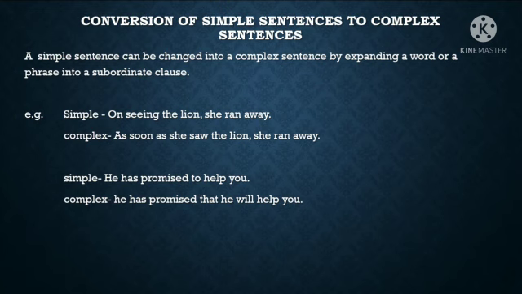So for that we have to add: as soon as she saw the lion. Why have we used saw here in the subordinate clause? Look at the tense present in the main clause. It is in past tense. That's why we have used past tense in the subordinate clause. See the second example. He has promised to help you. That to help you part is expanded into that he will help you. But while doing that, we are not changing the meaning, right?